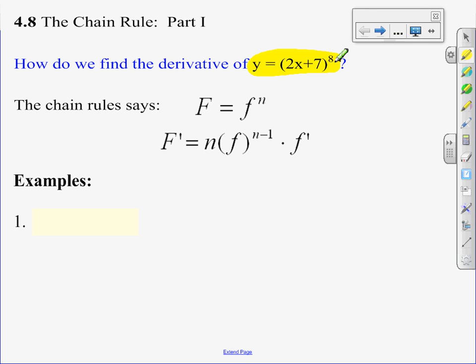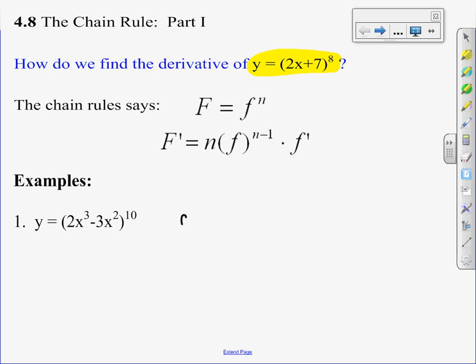So the chain rule is best illustrated with an example, and if you want to write down the basic rule, you can, but it'll make more sense to deal with the problem. So let's look at this polynomial function with a significantly large exponent. Here's what the chain rule says.